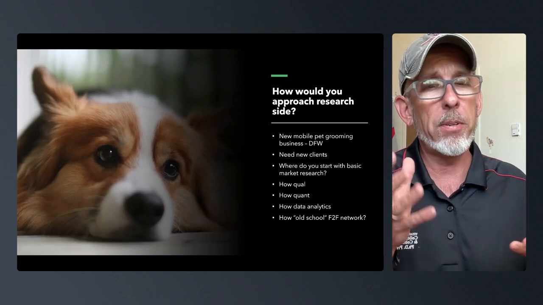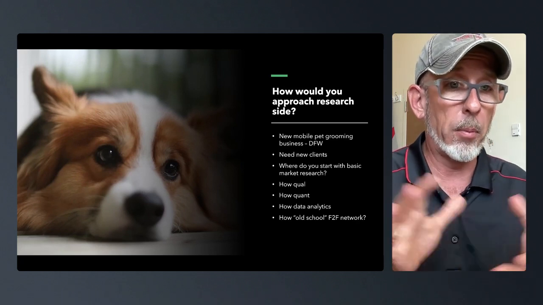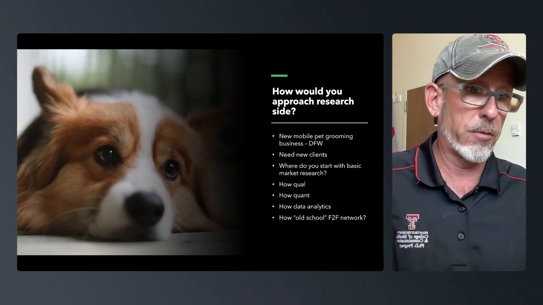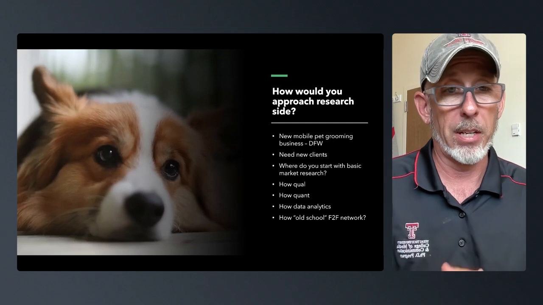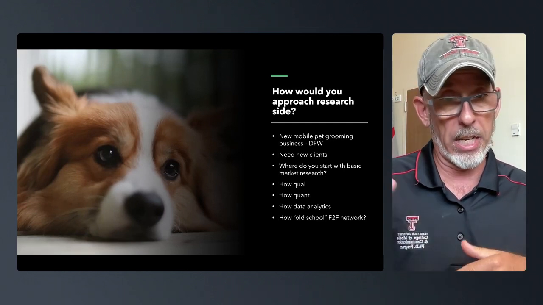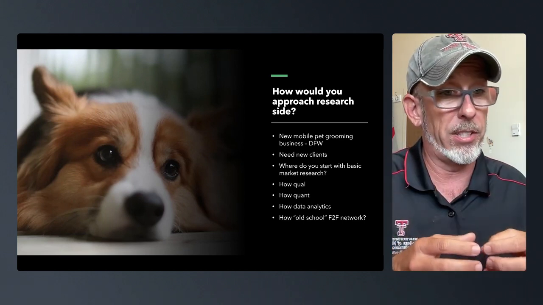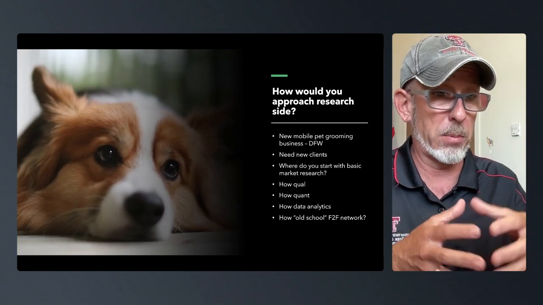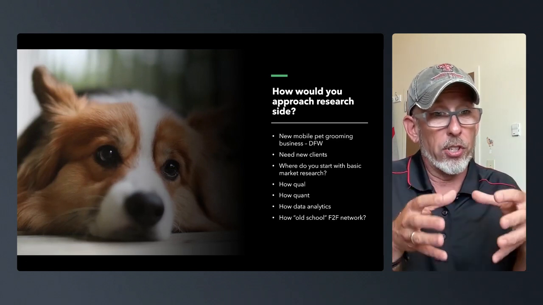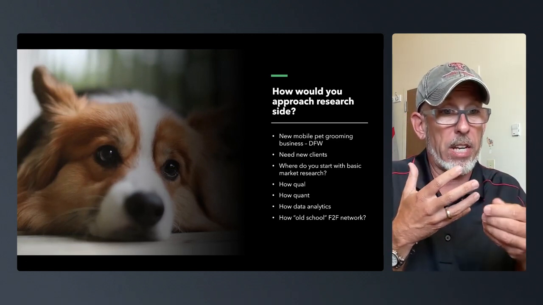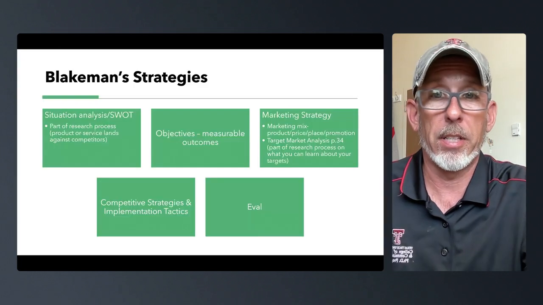But how would you approach this if you wanted to start this kind of business? How would you approach this from the research side? Like if you wanted to start a mobile pet grooming business, let's say in the Dallas-Fort Worth area or Houston, San Antonio, some of the bigger cities in Texas. How would you get new clients? How would you use qual research, quant, data analytics, old-school interviews? I want you to think about why it would be important for you to have this data before you just jumped out and took a small business loan and tried to create this business. You're going to need some marketing, public relations, advertising, social media work. But before you go there, you've got to know a little bit about your audience.